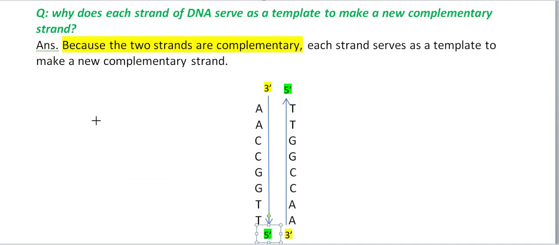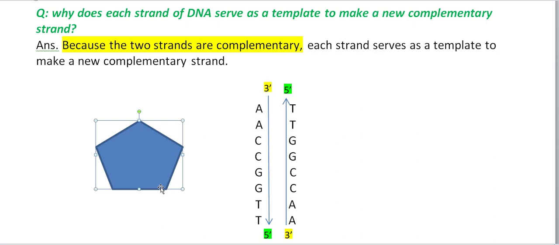It is a 5 carbon sugar. Carbon number 1, carbon number 2, carbon number 3, carbon number 4, carbon number 5 is outside of this structure. Carbon number 5 is located here. This is carbon number 5. This is oxygen.